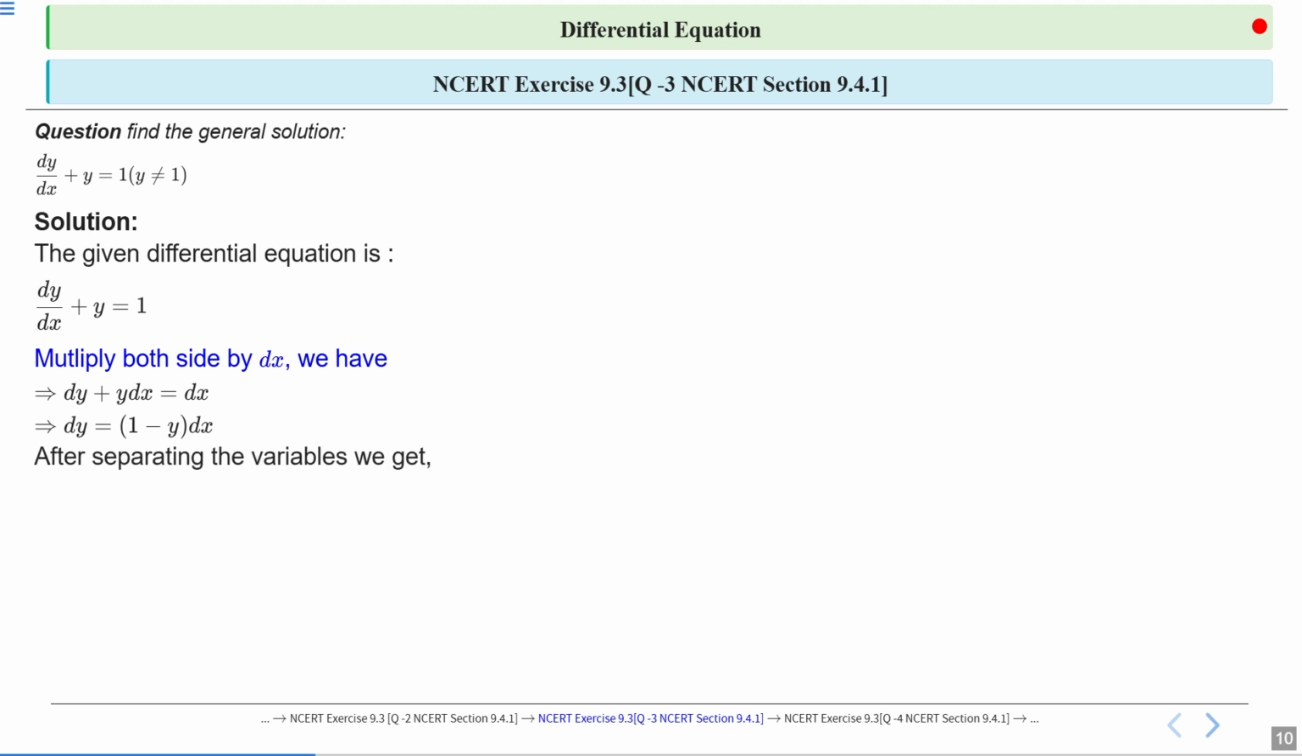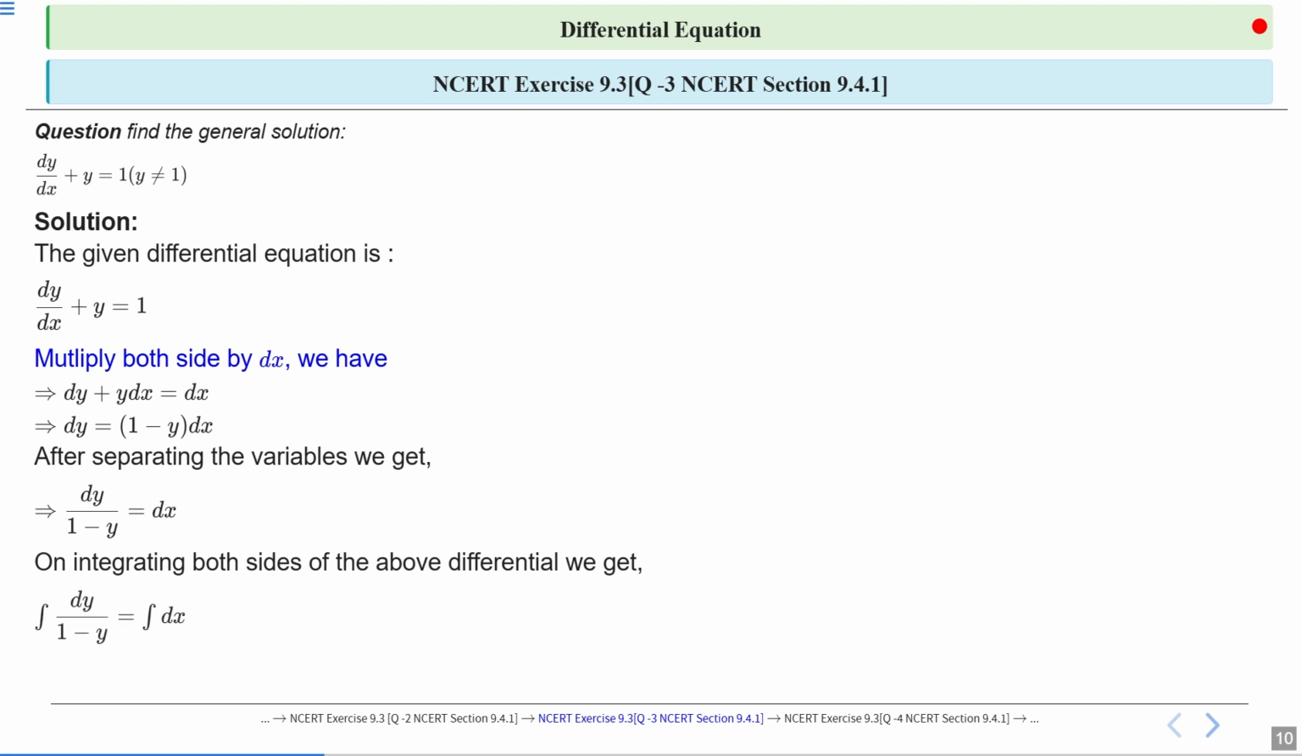After separating the variables, as we can see, we have dy is equal to (1 minus y) dx. So the term 1 minus y should be on the left hand side with dy. When we separate the variables, we get dy by (1 minus y) is equal to dx. Now we can integrate this expression to get the solution of the differential equation. So on integrating both sides, we get the integral of dy by (1 minus y) is equal to the integration of dx.